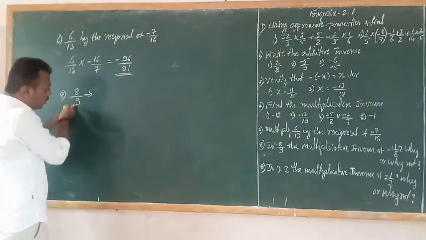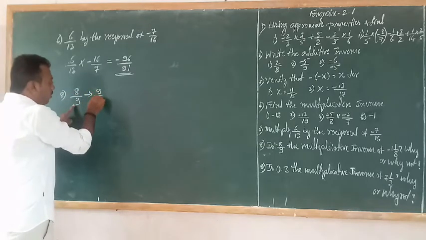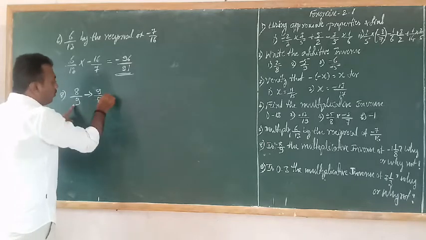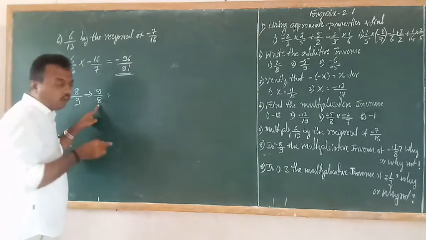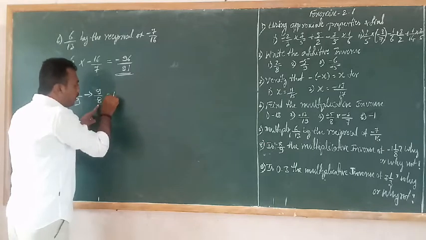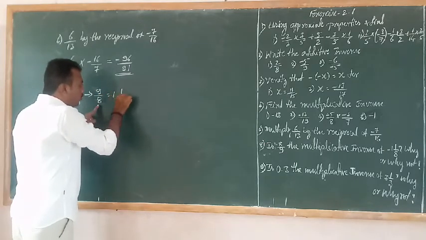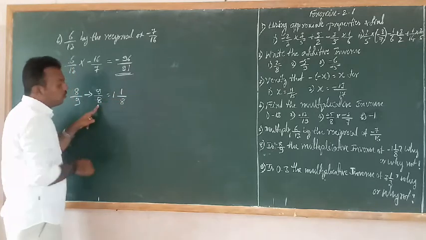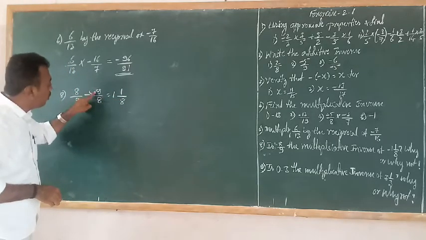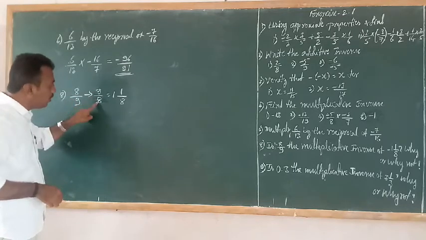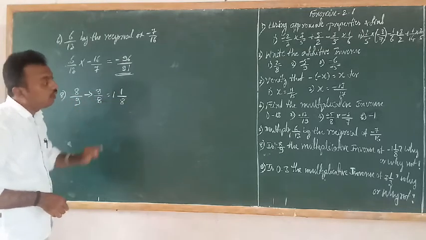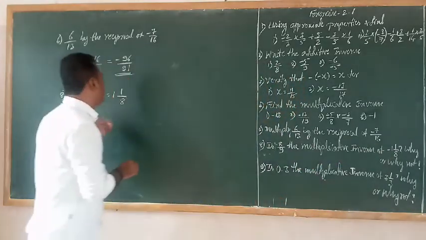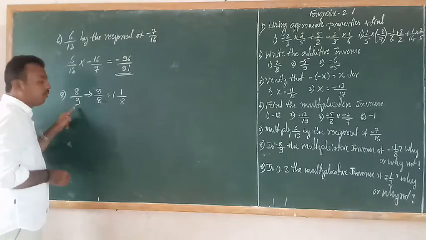What is the reciprocal of 8 by 9? Basically 9 by 8, correct? This 9 by 8, in mixed form: 8 ones are 8, remaining is 1, and that 8 is written as it is, so 1 by 8. So the reciprocal of 8 by 9 is 9 by 8, the mixed form is 1 1 by 8. But our answer is minus 1 by 8, and minus 1 by 8 is not the reciprocal of 8 by 9.